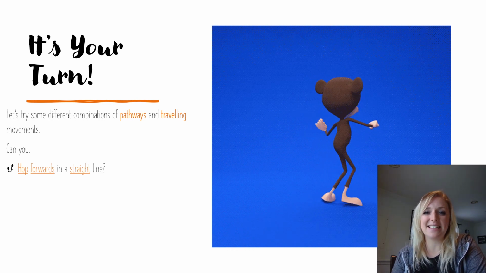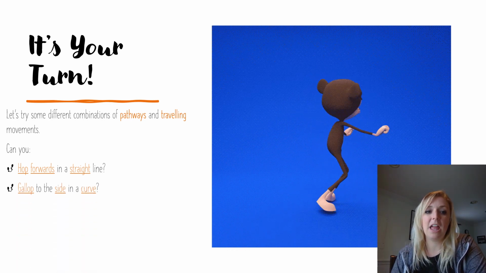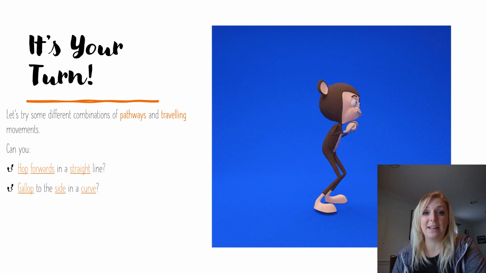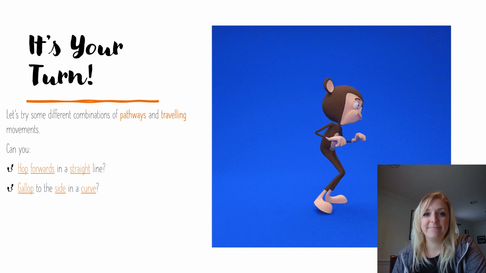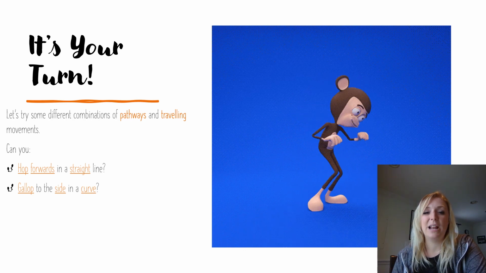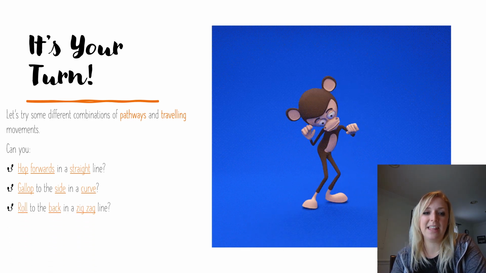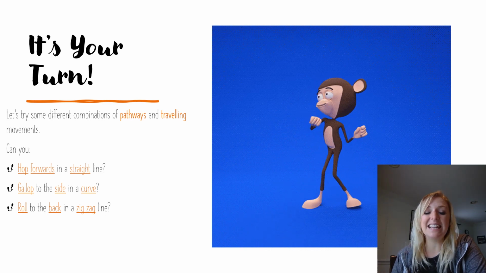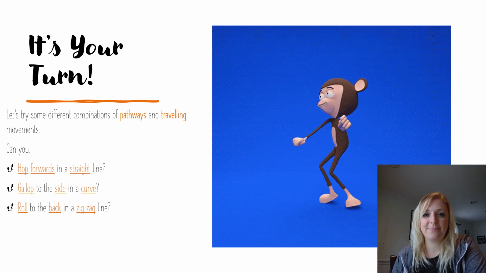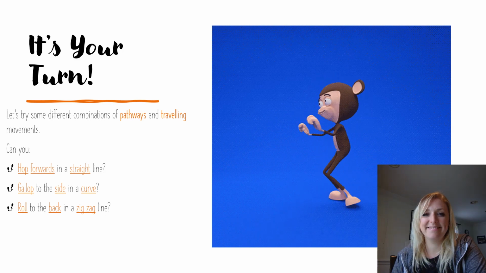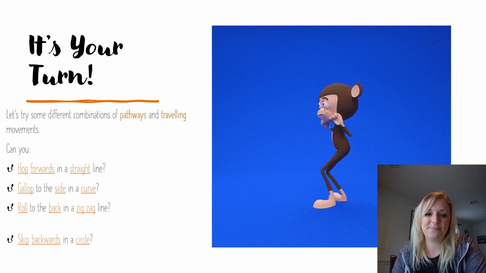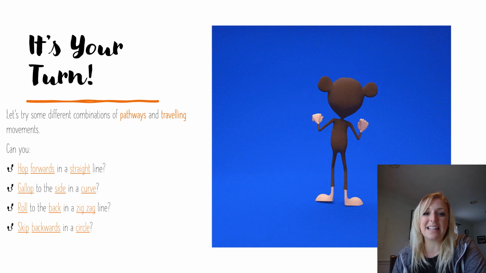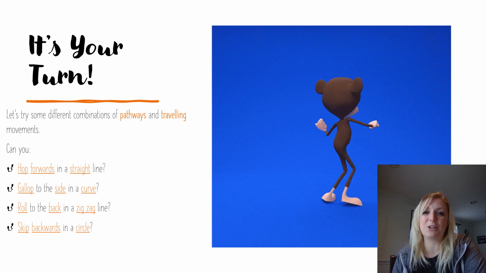Perfect. Okay, next. Can you gallop to the side in a curved pathway? Lovely. All right. Can you roll to the back of your space in a zigzag line? Excellent. And can you skip backwards, so you're skipping backwards in a circle? Give that a try, but be careful.